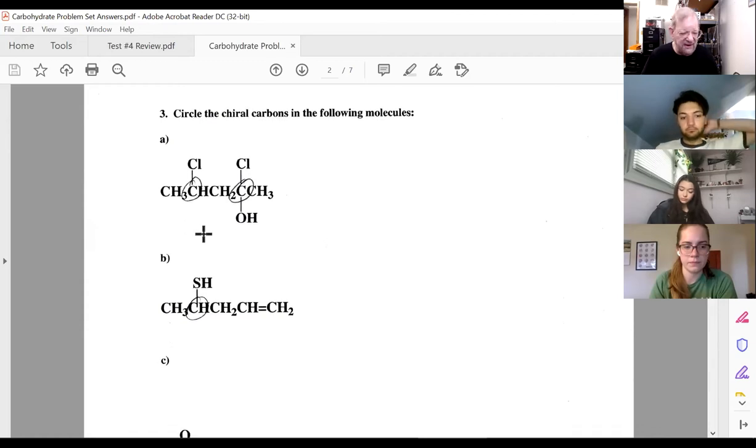Now, if we look at B, sulfur, we're looking at carbon, so that's out. Three hydrogens, that's out. Two hydrogens, these carbons aren't double bonded, they're out. This is the only one to consider: hydrogen, thiol group, methyl, and this is called the allylic group, three carbons, double bond, which you don't have to learn from my class. And guess what? A chiral carbon, four different groups.